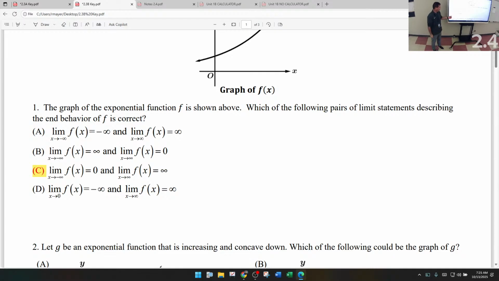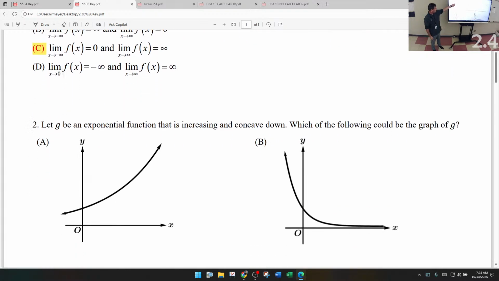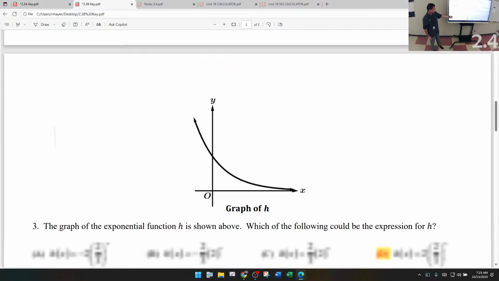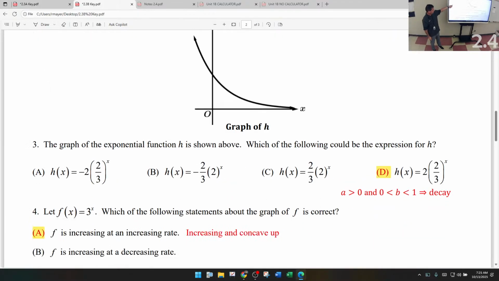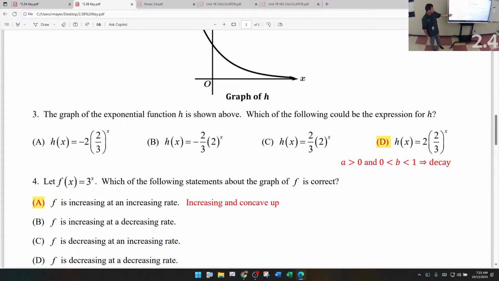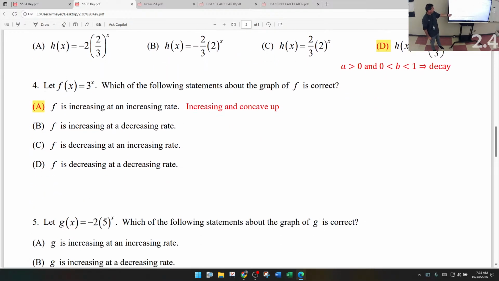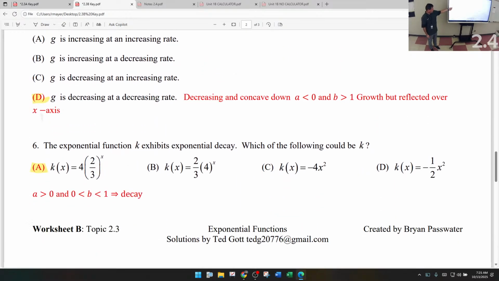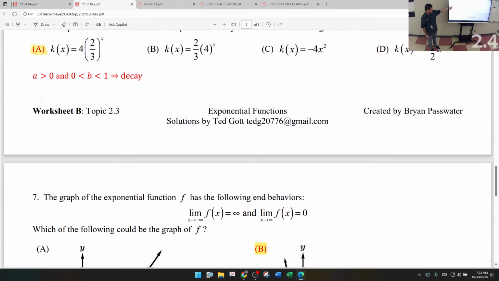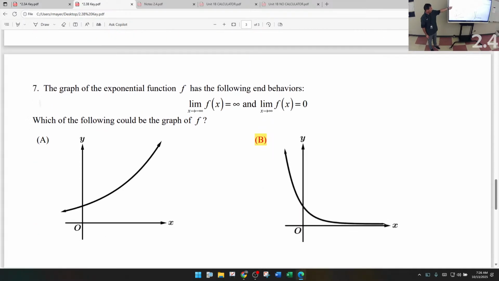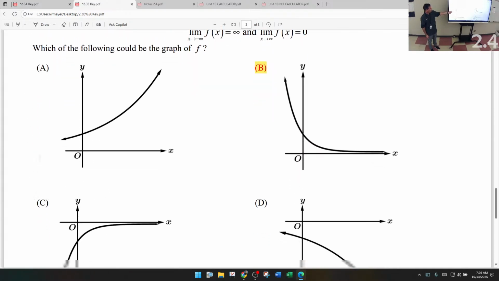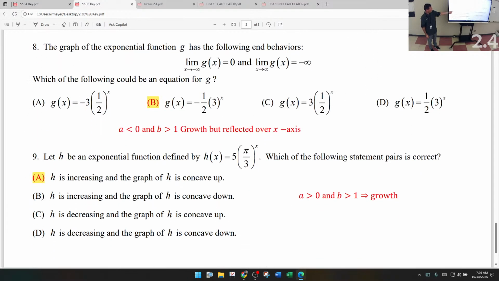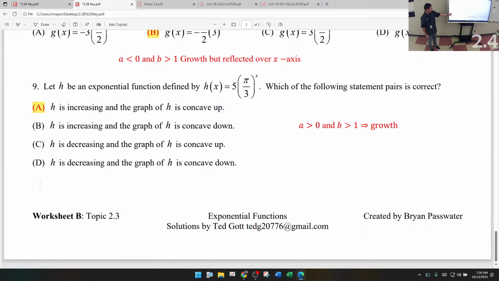So number 1 should have been C. 2 should have been C. 3 should have been D. 4 should have been A. 5 was D. 6, A. 7, B. 8, B. 9, A.